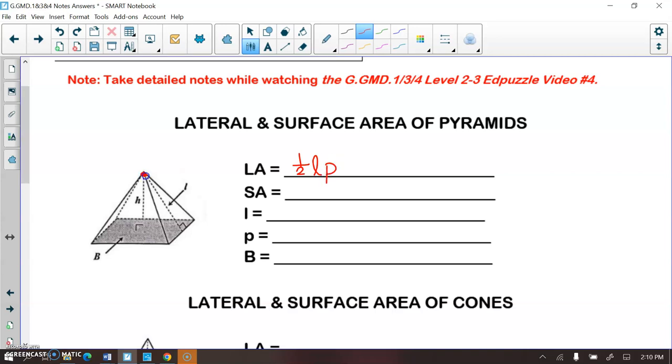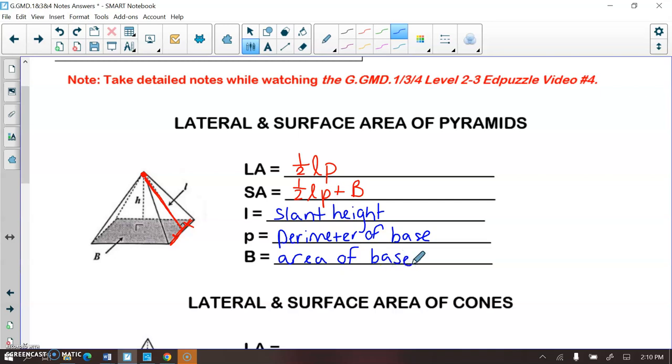Now the slant height extends from the vertex of your pyramid down the middle of one of your lateral sides, and it ends up bisecting the side of our base here. And then perimeter of the base is P. Now, since there's only one base, the surface area is that lateral area plus the area of just one of your bases. L stands for the slant height. P stands for the perimeter of your base. And B stands for the area of your base.